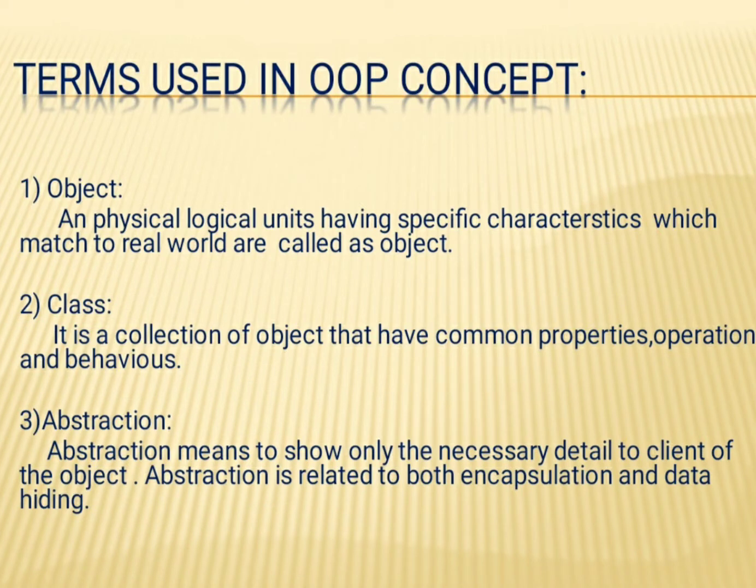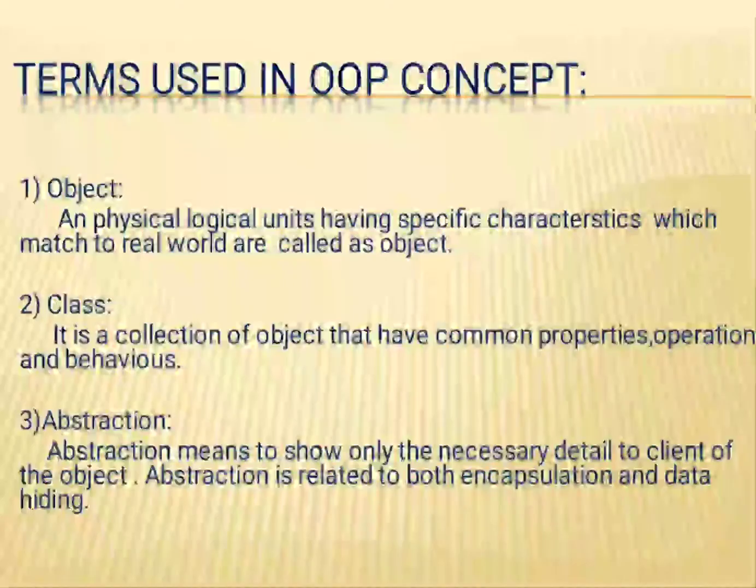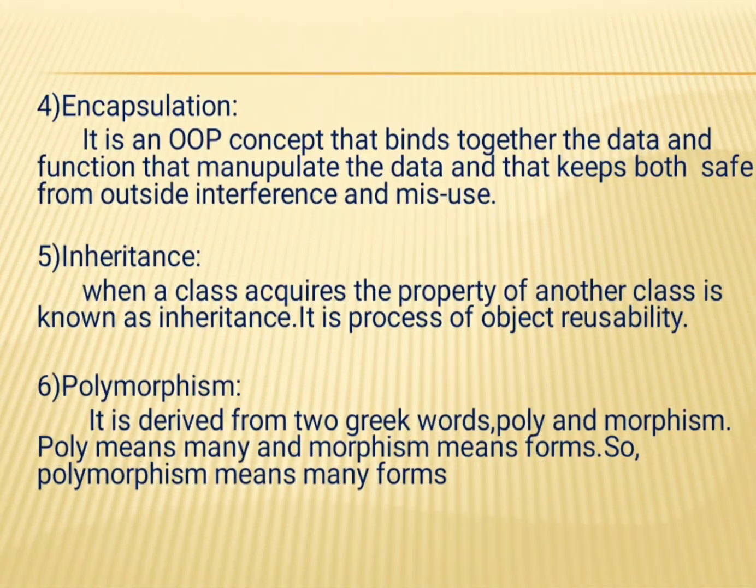Terms used in OOP concept. 1. Object. Physical and logical units having specific characteristics which match the real world are called objects. 2. Class. It is a collection of objects that have common properties, operations and behaviors. 3. Abstraction. Abstraction means to show only the necessary details to the client of the object. Abstraction is related to both encapsulation and data hiding.